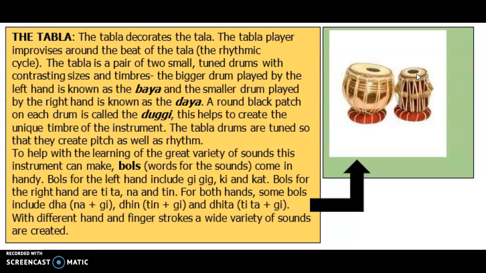To help with the learning of the great variety of sounds, this instrument can make, there are bols, words for the sounds. And bols for the left hand, they have ke, ge, kick, and cut. And bols for the right hand, ta, ta, na. That's not important. It's very important that I know that I can, with my hands and finger strokes, create a very wide variety of sounds. And then I use bols, words, to help me with that.